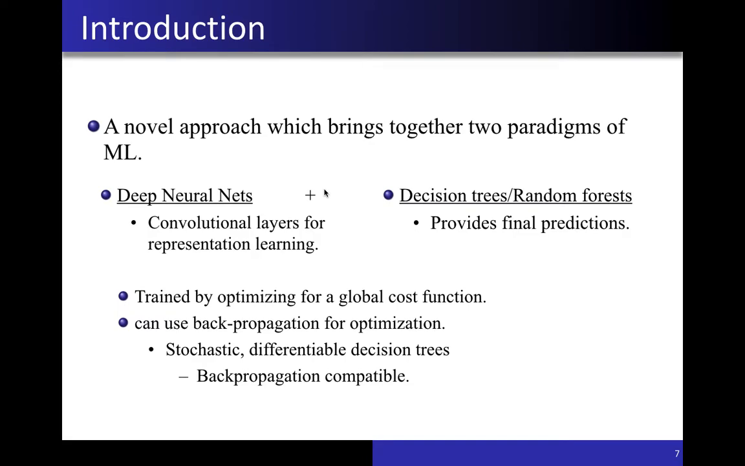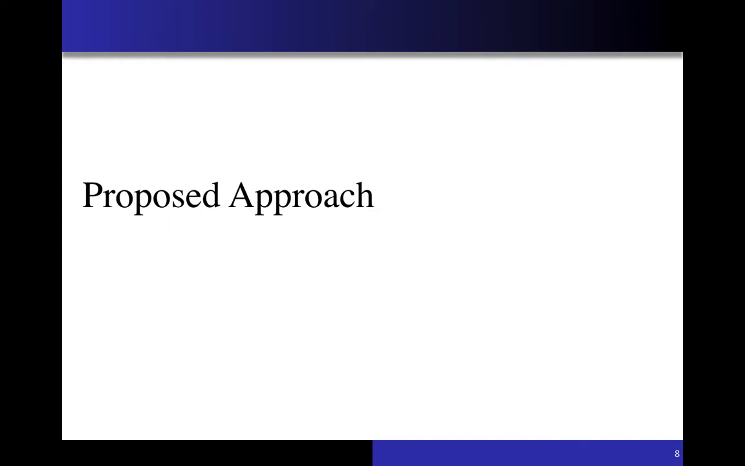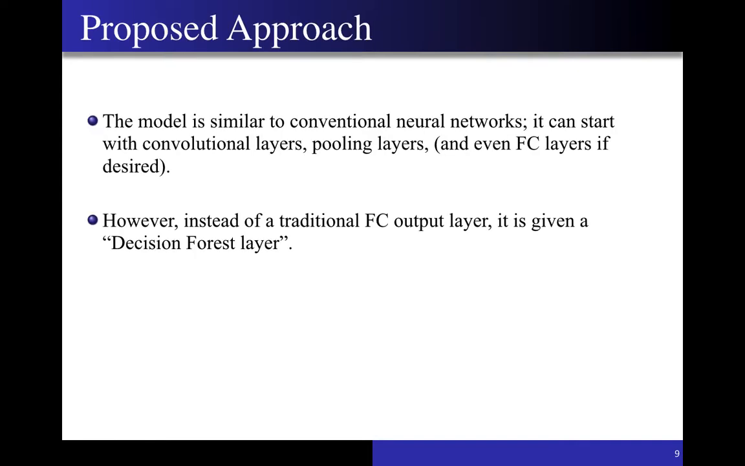So the idea here is to use representational learning functionality of convolutional neural networks and combine it with the decision forests to get the final output. Training here is done in an end-to-end manner by optimizing for a global cost function. A point to note here is that instead of a traditional deterministic decision tree, stochastic differentiable decision trees are used, which are compatible with the backpropagation algorithm. So in this next section, we'll see this idea in much more detail.